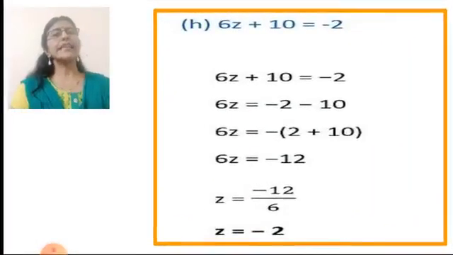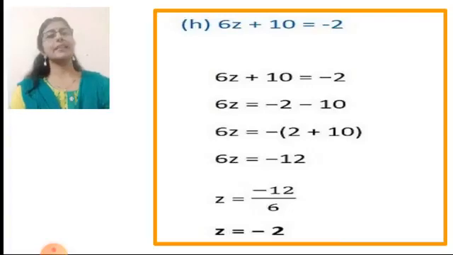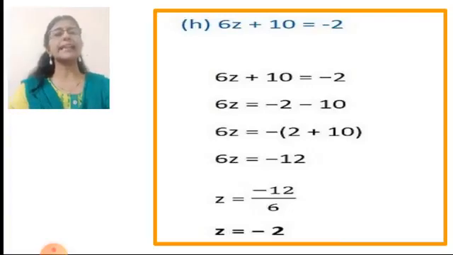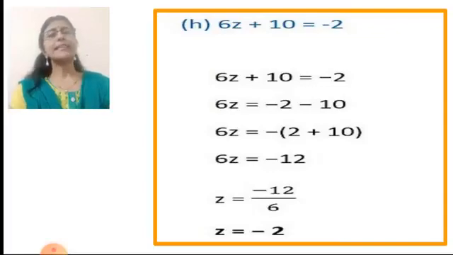Now one more equation, 6z plus 10 is equal to minus 2. Now here 6z we will write on the left hand side of the equation, and then minus 2 is on the RHS, so minus 2, and plus 10 we will transpose to the right hand side. So transposing plus 10 to the RHS will become minus 10. So minus 2 and minus 10, you can see both the numbers have the minus sign, so we can take this minus sign common. So in the next step we will write 6z is equal to minus, we take it outside the bracket, and inside the bracket we will write 2 plus 10. And 2 plus 10 is 12.